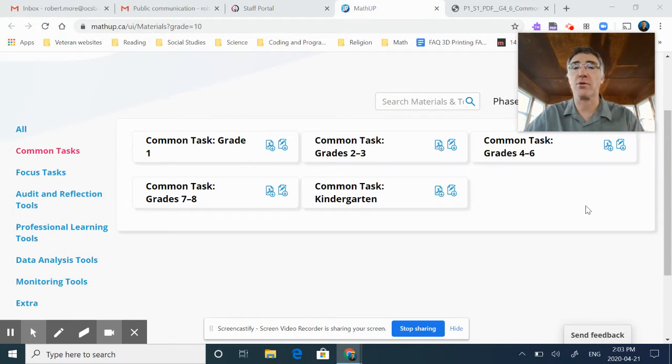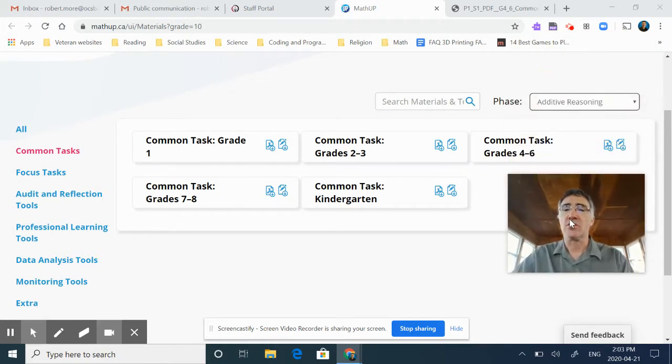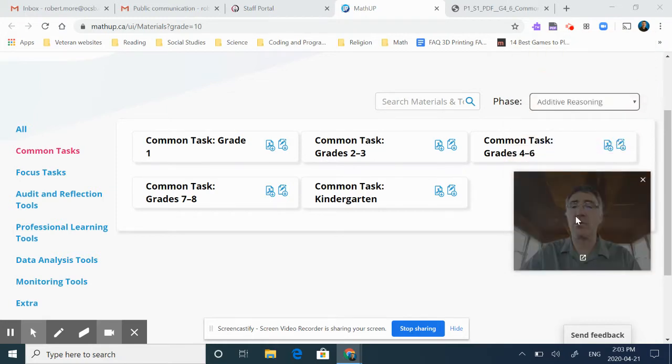Mr. Moore from St. Emily School here once again, looking at today a MathUp common task. Our MathUp program is one that we use a lot. Within the Ottawa Catholic School Board, it is our main math program, and one that we've been doing for almost a year and a half at St. Emily's. I just wanted to walk you through very quickly what that looks like.